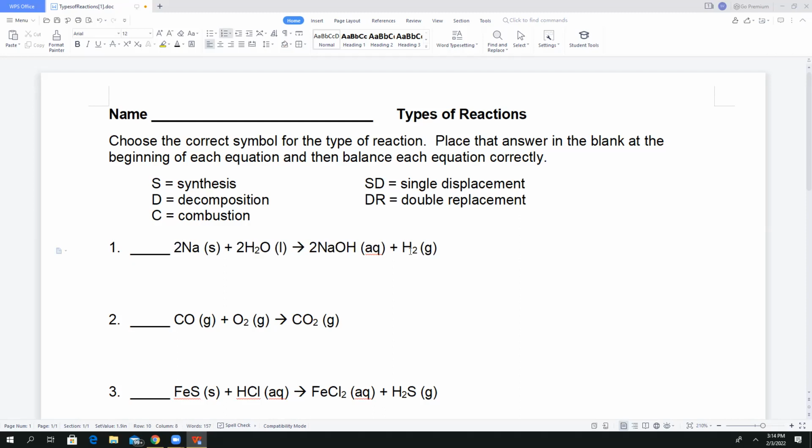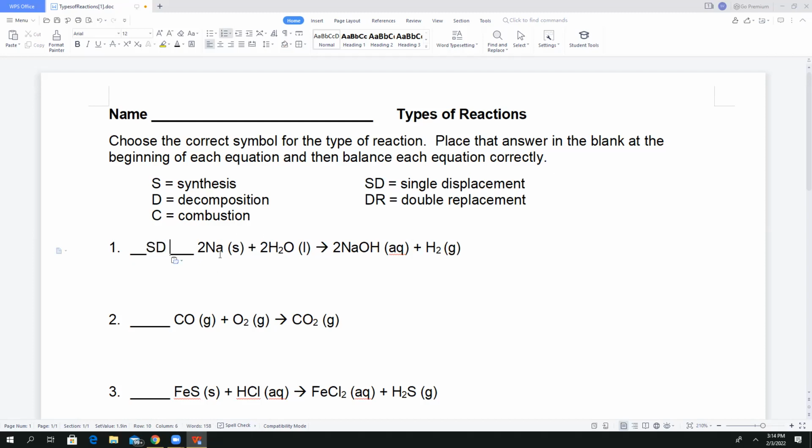Oh, nope. Okay, so if we got 2, 2, 2, and 2, that's too many, right? But 2 and 2 is 4. That's 4. Yeah, so this is a 1. So that's good. This is balanced. Now, this was not a synthesis because you ended up with something else. So this is what is known as a single displacement right here. So this is what we would need to put here.